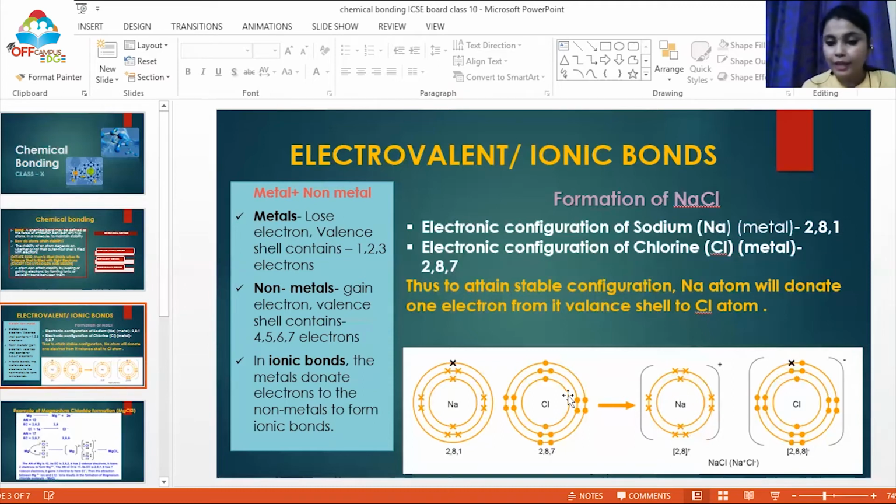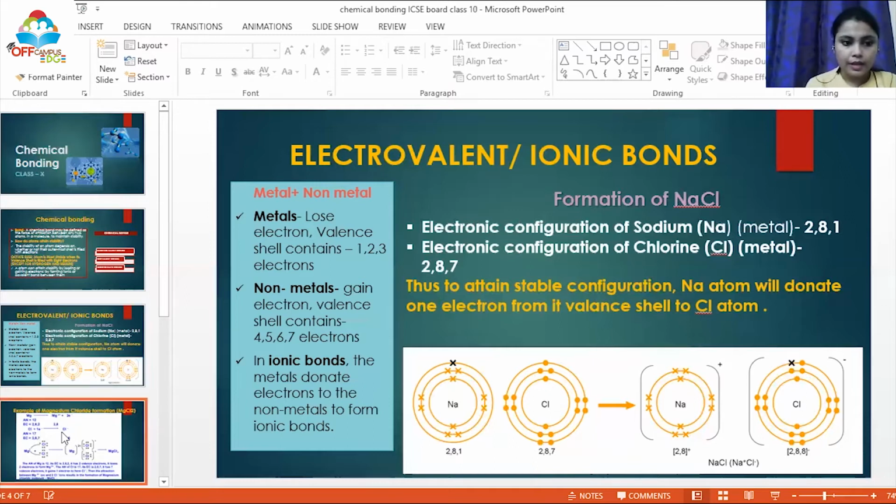Similarly, chlorine has accepted 1 electron and has become 2, 8, 8. Previously it was 2, 8, 7, so it has become 2, 8, 8 and has become Cl-. Na+ and Cl-. So this is how an electrovalent bond is formed between Na+ and Cl-.